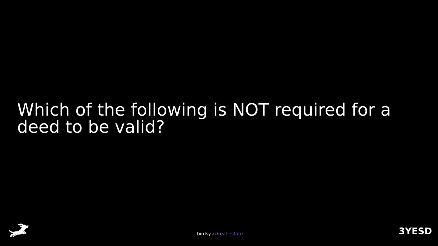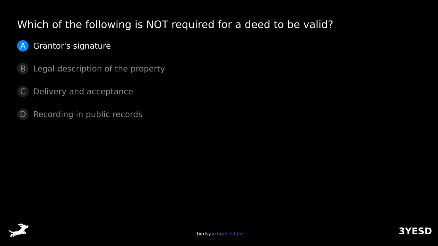Which of the following is not required for a deed to be valid? Is it A, grantor's signature, B, legal description of the property, C, delivery and acceptance, or D, recording in public records? The answer is D, recording in public records.